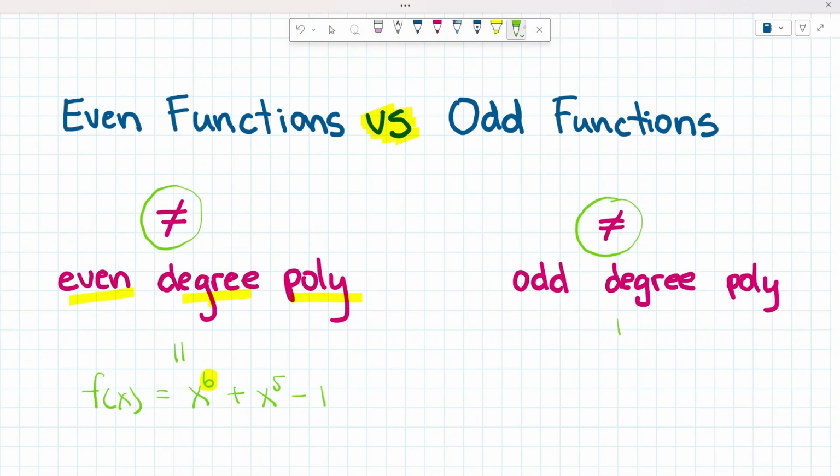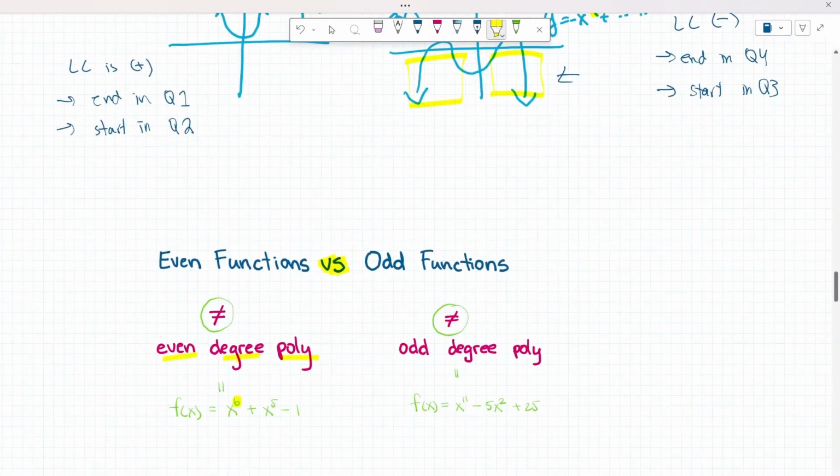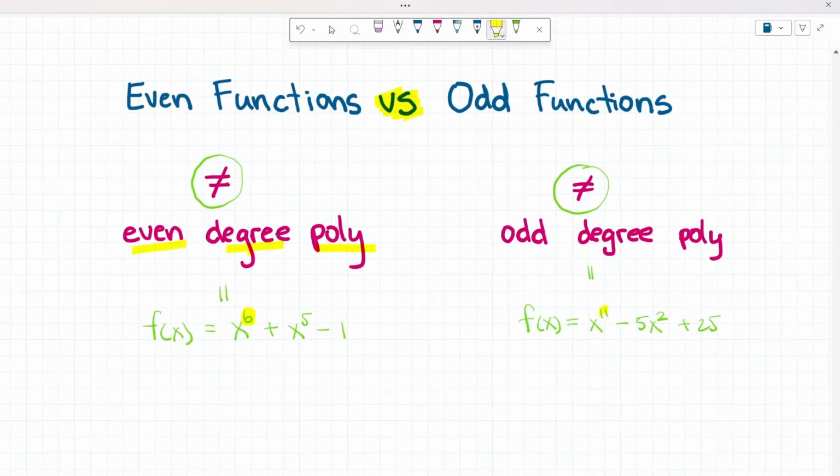Likewise, if we look at odd degree polynomials, what do we have? An odd degree polynomial is something where the largest degree of x is an odd number. Here, for example, we could have f of x equals x to the power of 11 minus 5x squared plus 25. In this case, the largest degree of x is 11, which is an odd number. Therefore, we have an odd degree polynomial. However, in these cases, we don't actually have an even function or an odd function. We just have even degree and odd degree polynomials.